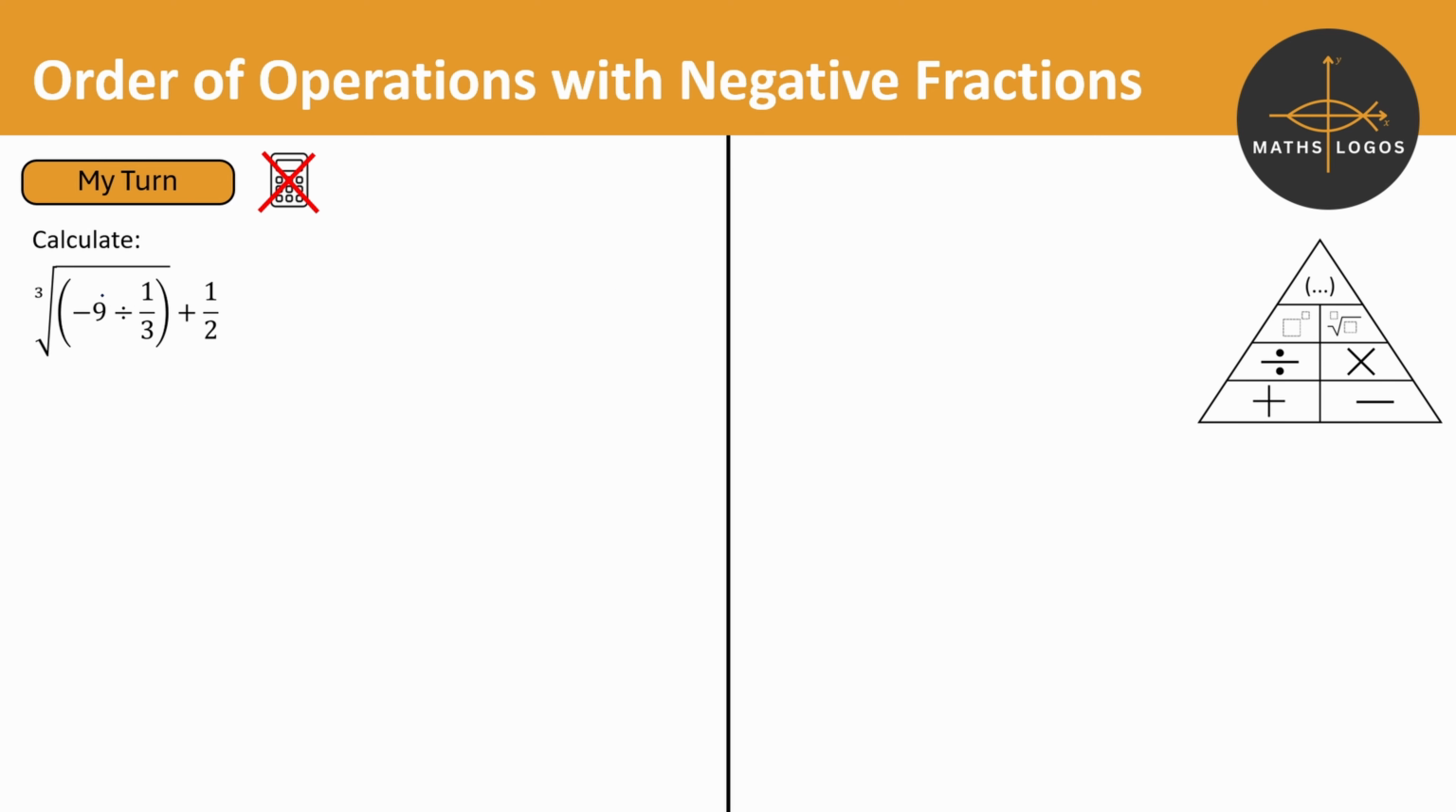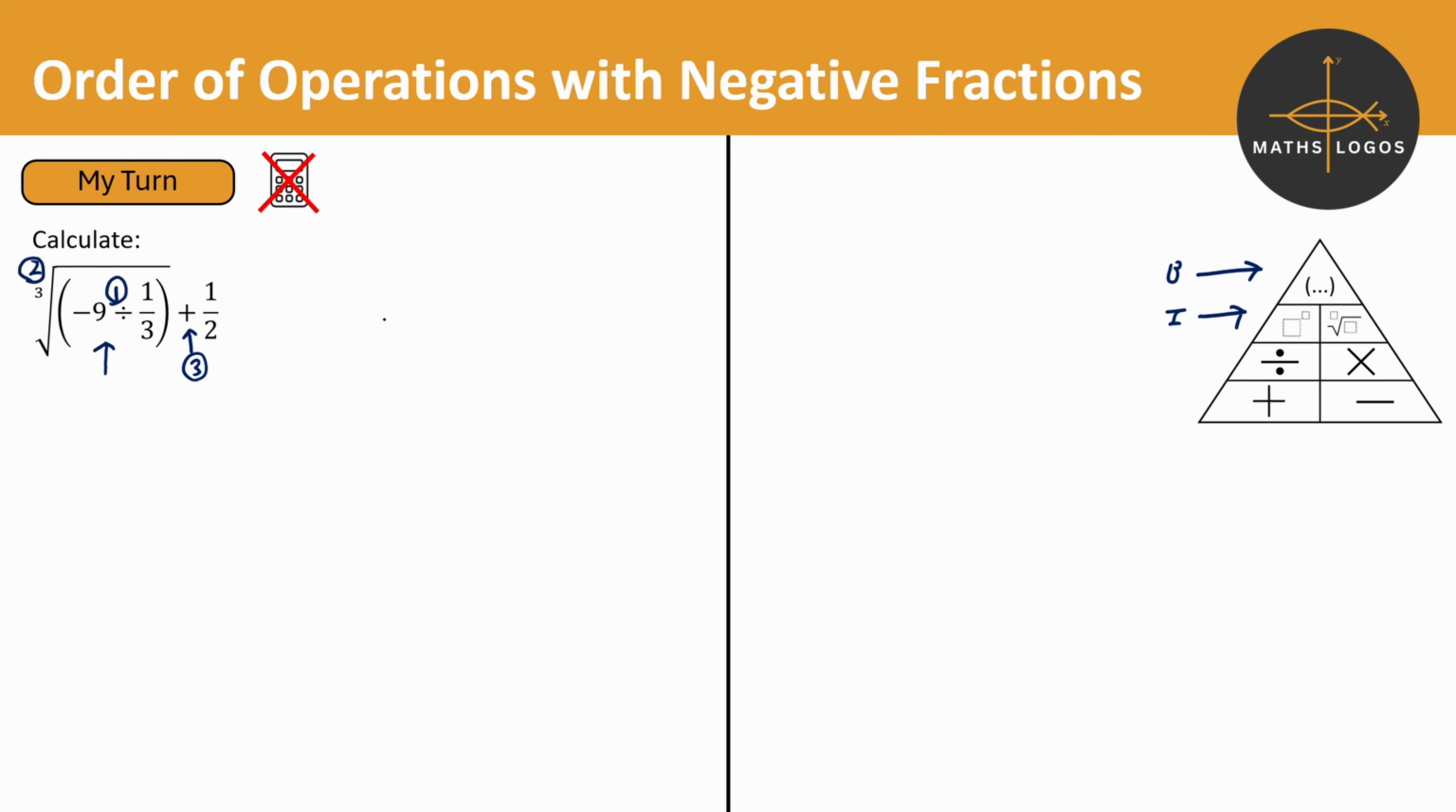For our last example, quite a lot going on in this one. Let's have a look at it. So we're doing the cube root of negative 9 divided by 1/3, add a half. So we look at our triangle for our order of operations. Our first level, so to speak, is brackets. And we do have a bracket here, so we want to do that bracket first. Then we move on to our indices. That means I'm going to want to do the cube root part second, after I find out what the bracket is. And then I will do my addition last.